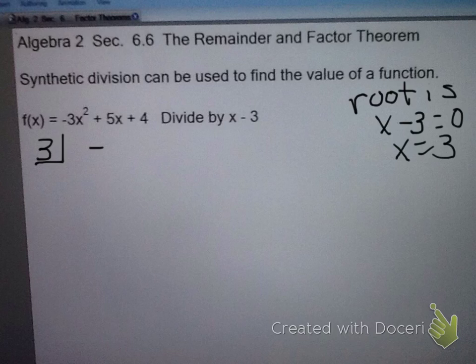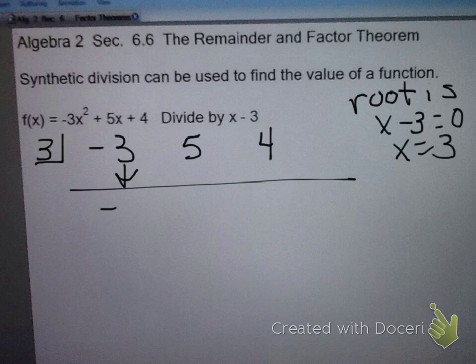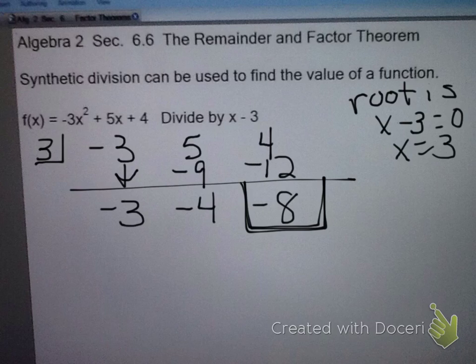We don't have any missing terms, so we're going to make our column headings. Bring down the 3, bring down the negative 3, and then do the multiplication for the synthetic division. The remainder is negative 8.